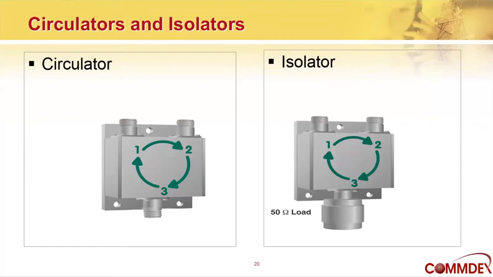The isolator is the same thing, but you put a dummy load on port 3, which absorbs any energy that comes from port 2 to port 3 and doesn't allow it to go any further. And we'll see how that becomes useful.